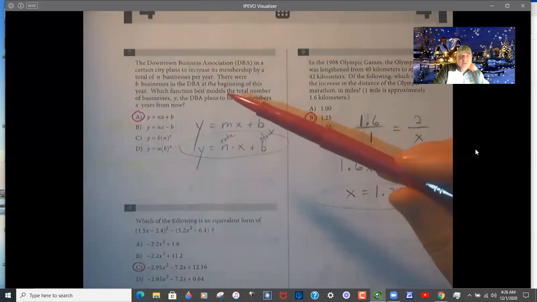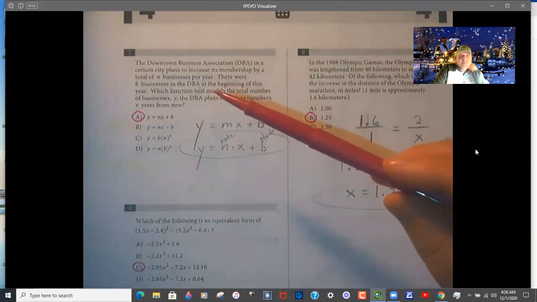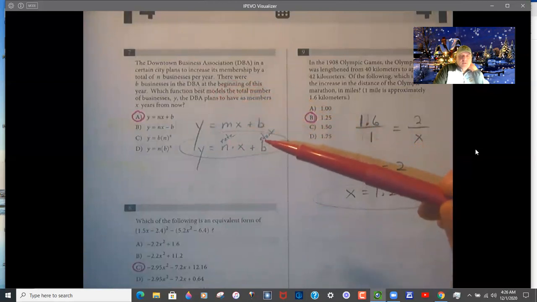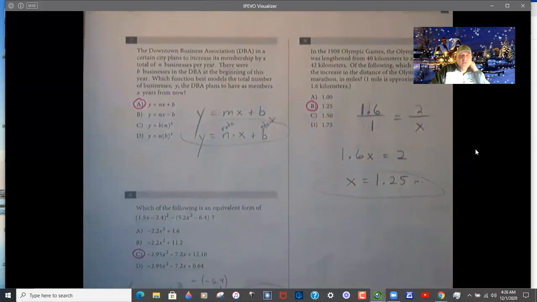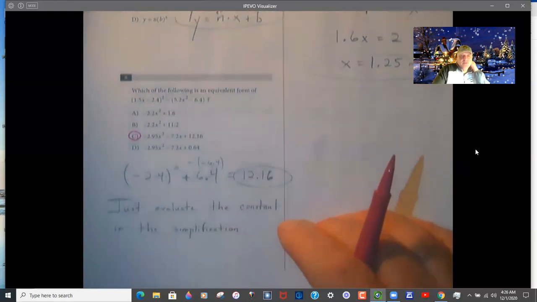And then the starting, there were B businesses in the DBA at the beginning. So this is talking about a linear increase. The SAT loves linear functions and a little bit of quadratic functions. So nx plus b on that.